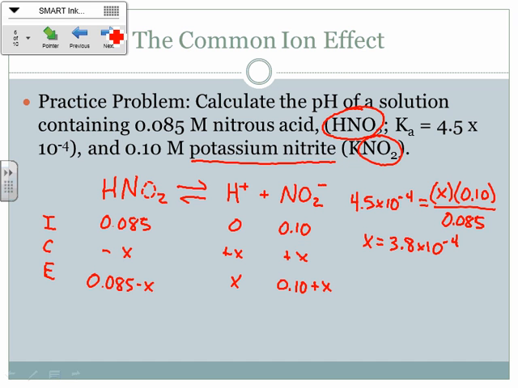Okay, and again, that's our H plus concentration. So if we take the negative log of that, that should give us our pH. And our pH should be about 3.42 on this one. Okay. So again, that's a higher pH than we would expect if we just had the nitrous acid in there by itself. Okay.